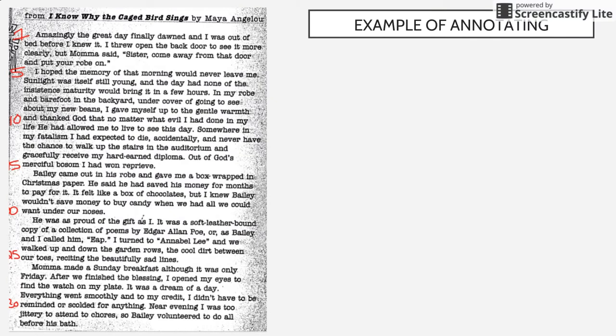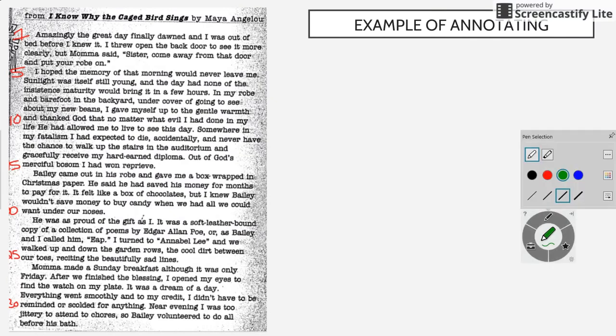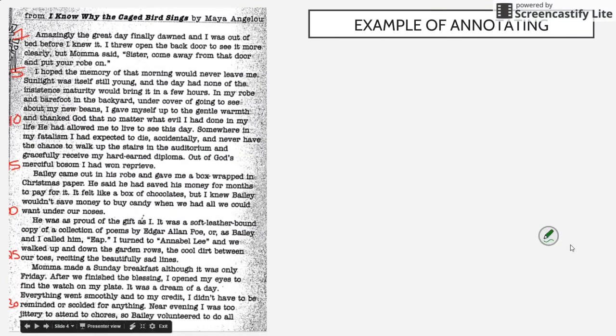So I've chosen a passage that you've already looked at called I Know Why the Caged Bird Sings, okay? I've already read this through a few times. So when you get your passage, you don't want to read it just once. You want to read it through a few times and ask yourself, okay, what am I going to look for, or what stands out to me?